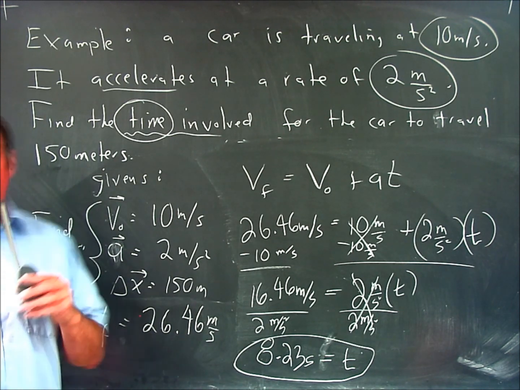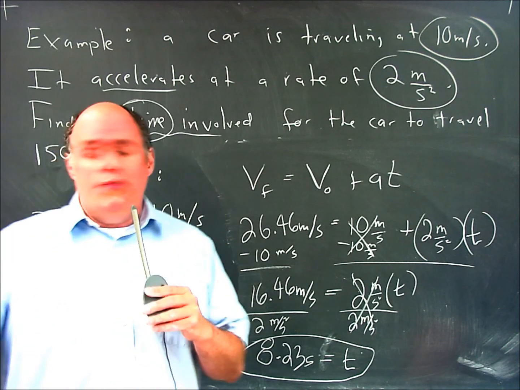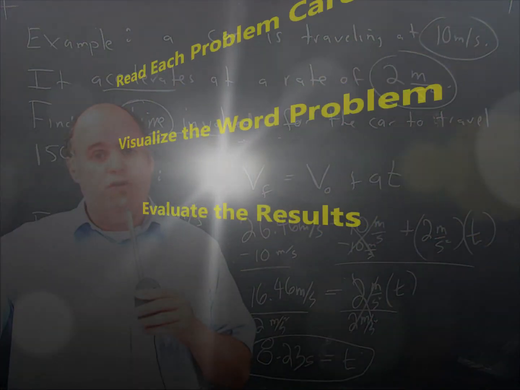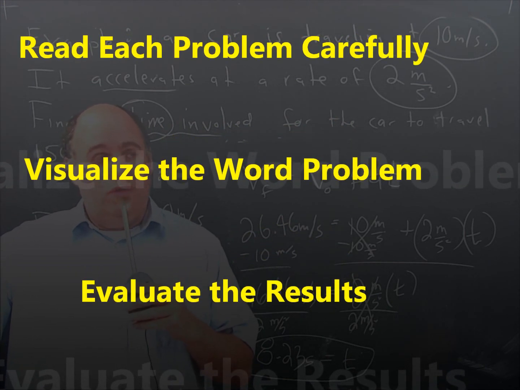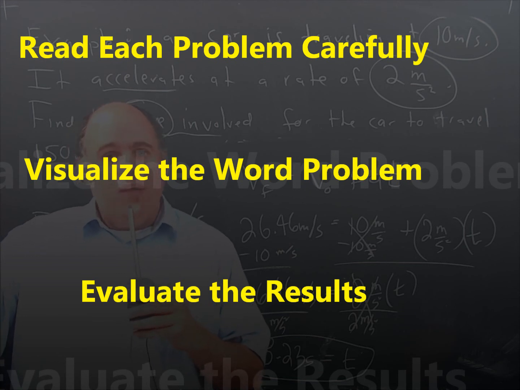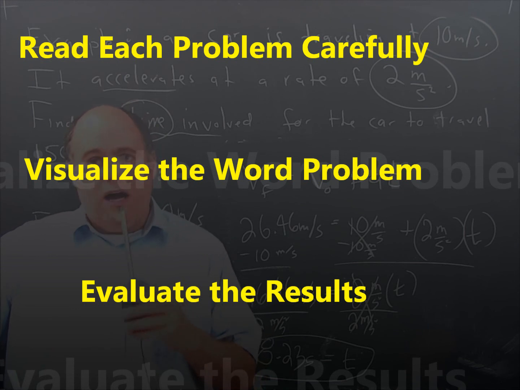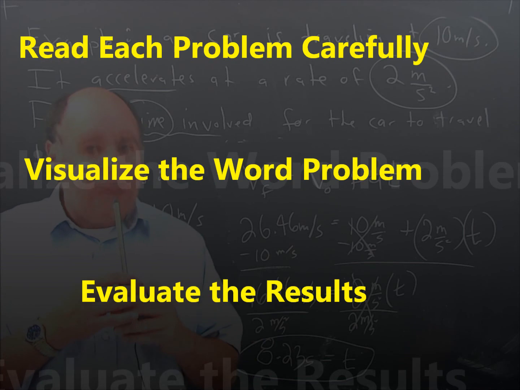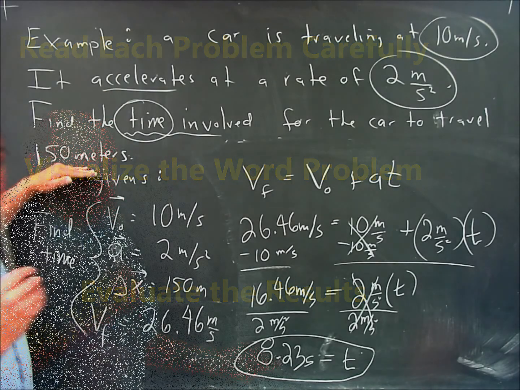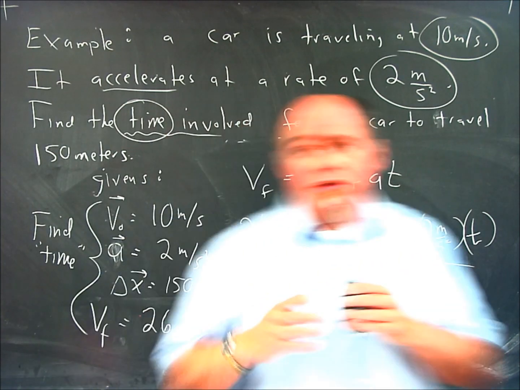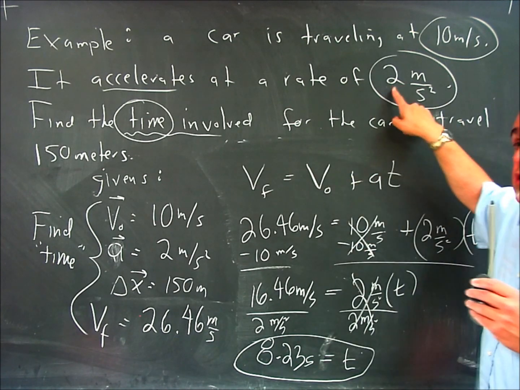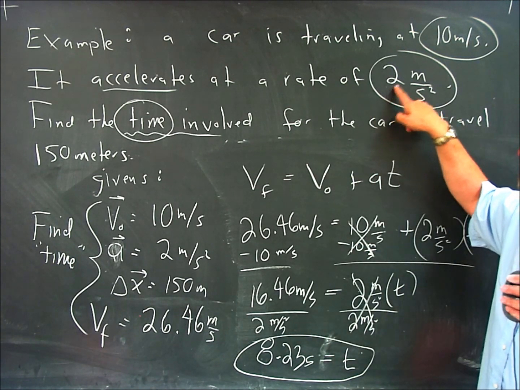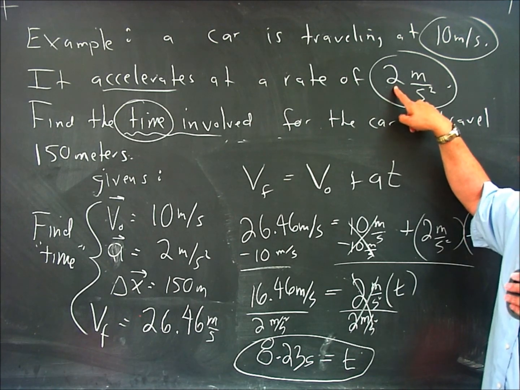Sometimes the problems are not as easy as you may like. In physics, most of the word problems are tricky. You have to read the word problems with a lot of care. You have to try to visualize the word problem in your mind and evaluate the results. Does it make sense that this car should be accelerating for 8 seconds? Well, 150 meters traveling, and 100 meters is about the length of a football field. So does it make sense that this is a very, very small acceleration rate? What this really means is every second that passes, that car will be going faster by 2 meters per second.